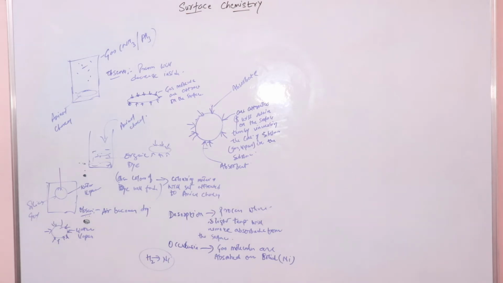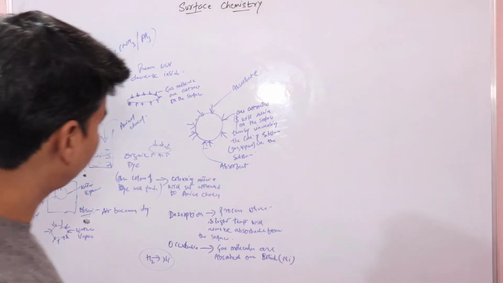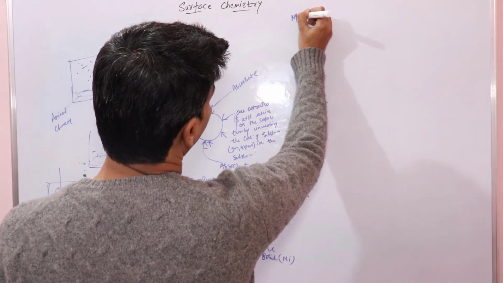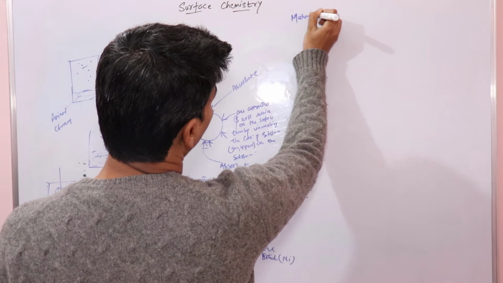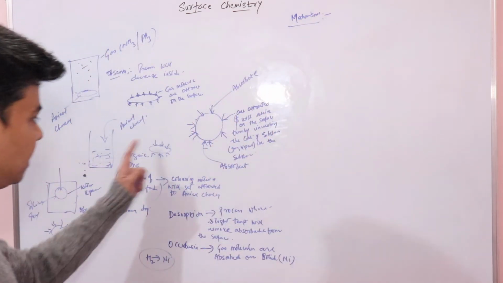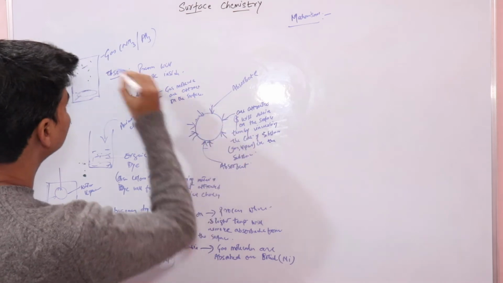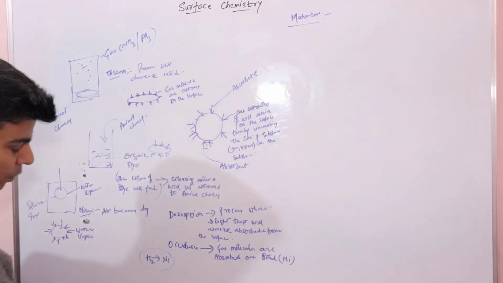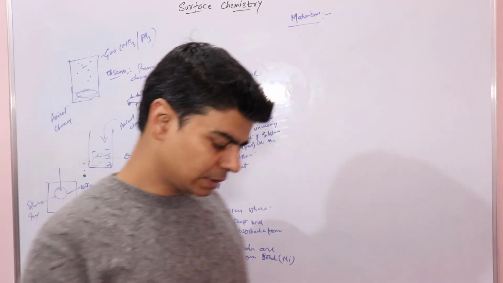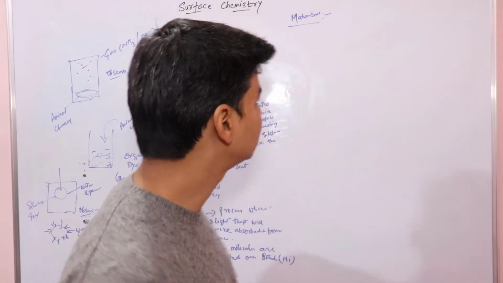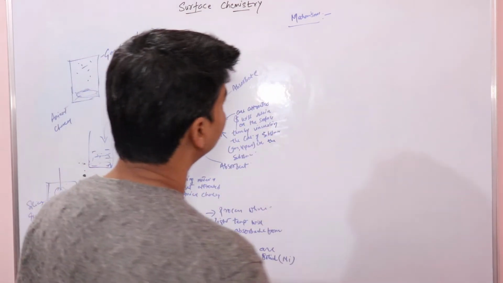So let's talk a little about the mechanism of adsorption. Let's see why this adsorption takes place, why these gas particles are getting attracted to the solid, or in this case why hydrogen gas gets attracted to the surface of nickel. What could be the reason? Let's talk about that in the mechanism.